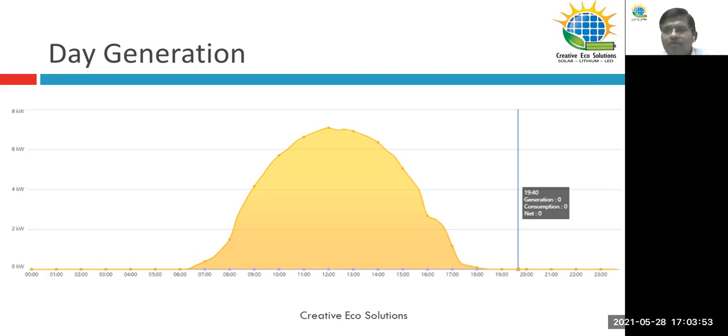It starts around 6:30, slowly picks up, and peaks at 9:30 or 10 o'clock. From 10 o'clock to 3 o'clock, 70 or 80% of the generation happens in this time. And then again it falls down. This is the pure generation of a solar plant.